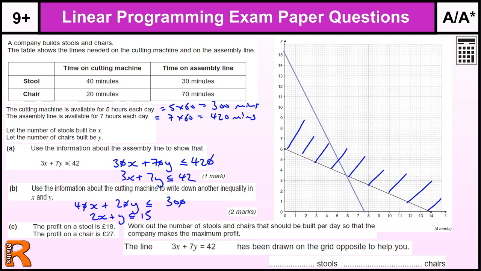It's quite small there. So there's our values. That's been drawn. How many stools and chairs? Well, it's probably going to be this one in here.